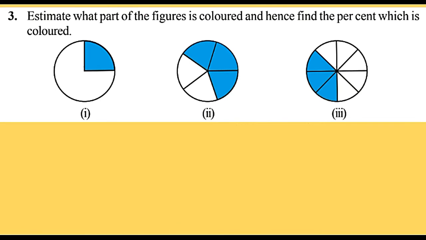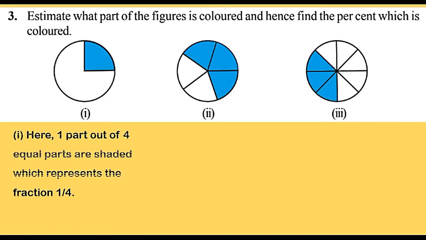Question number 3. Estimate what part of the figures is colored and hence find the percent which is colored. First part, if you see, it is showing 1 upon 4. So in fraction it is 1 upon 4. How can we find the percent? Just multiplying it with 100. So 1 upon 4 I multiply by 100 and I get 4 ones are 4, and 4 multiplied by 25 is 100. So 1 multiplied 25 gives me 25%.